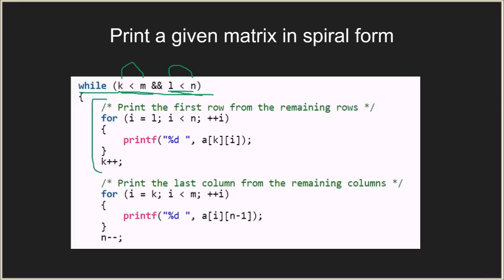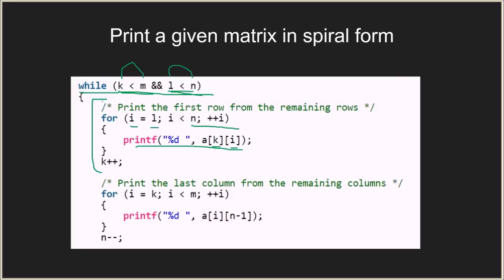So we run a for loop. The value of iterator i starts from l and it keeps on increasing till n minus 1. And we print the elements of the first row. When we print the elements of the first row, the k will remain constant, which is the starting index of the row, basically the zeroth row in this case, and i will keep on changing. So we'll print the first row in this way.